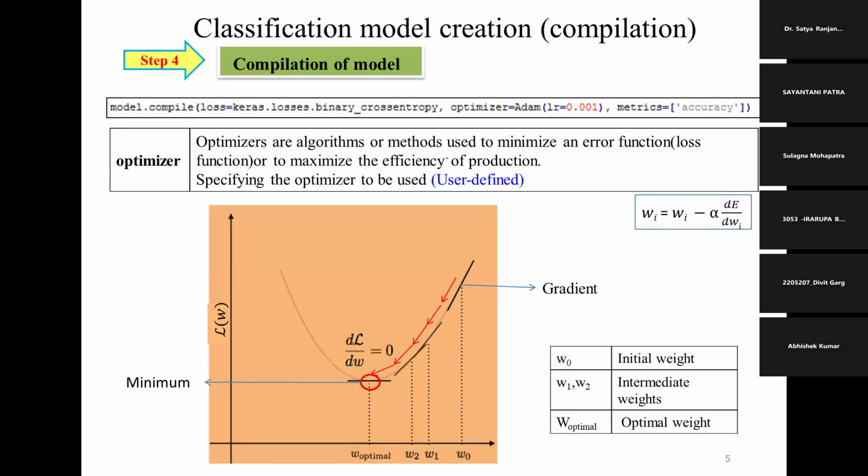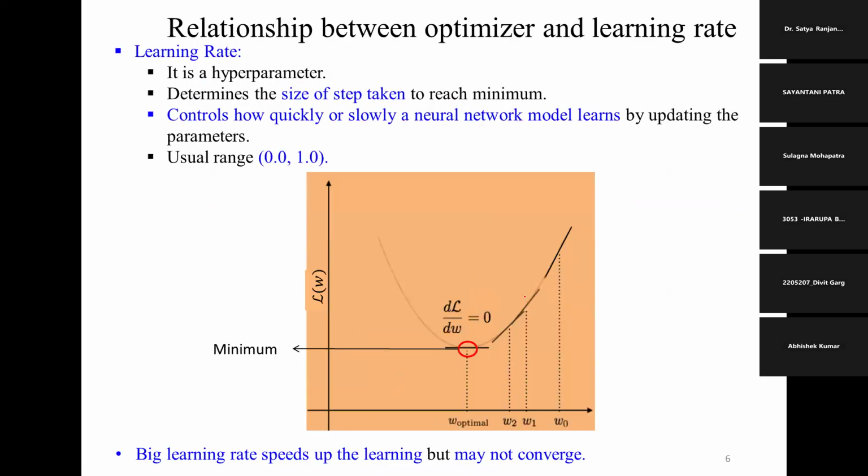Then the next part is the learning rate. There are also many optimizers, which I have already shown in the introduction section. Like we have stochastic gradient descent, we have RMSprop, we have many actually. Most often Adam is used. As you see, there is a concept of learning rate. What is the use of learning rate? Learning rate actually is a very important parameter.